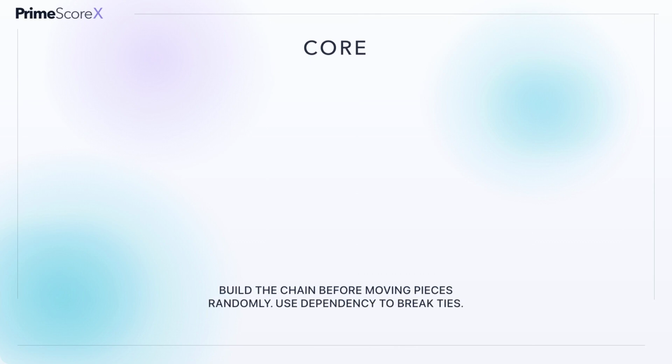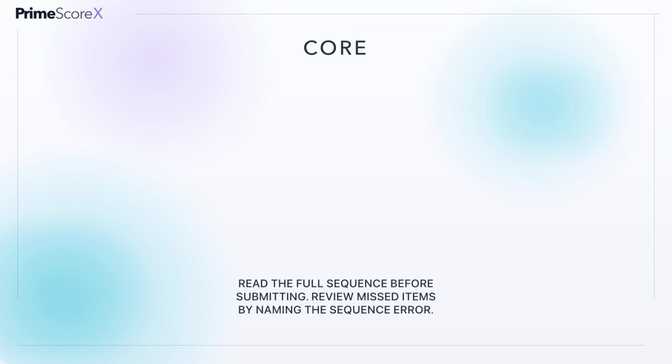A strong approach begins with two core ideas. First, build the chain before moving pieces randomly. Second, use dependency to break ties. These ideas keep you from treating the TEAS like a random collection of questions. Instead, you start to see a system: what the test is asking, how the clock changes behavior, and where students usually lose easy points.